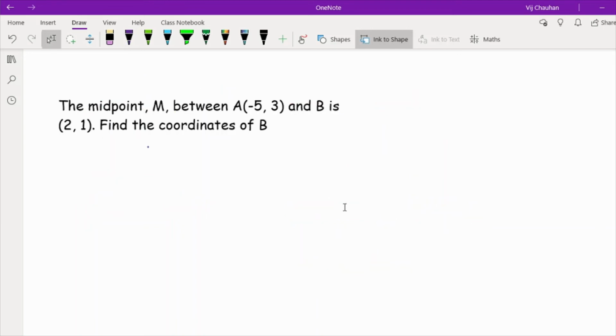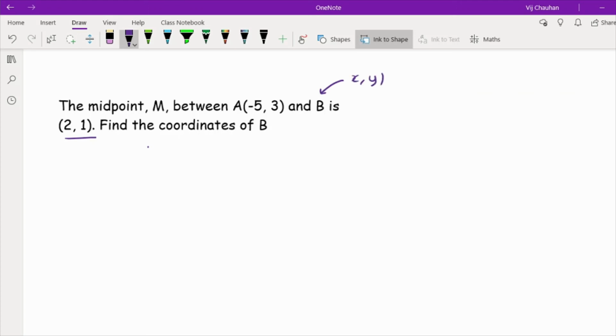So in this next example we've got a reverse question. This is where we are given the answer and we need to work out what part of the question is. In this particular question, it says the midpoint M between A, which has coordinates of minus 5, 3, and B is 2, 1. Find the coordinates of B. So this is where we know what the answer is, which is 2, 1, and we need to work out the coordinates of B.